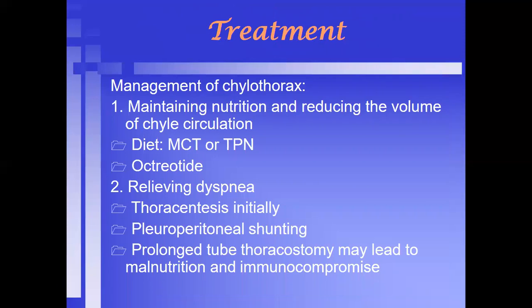Okay, so for chylothorax, since this is a disruption in the thoracic duct, the goals of management would be first to maintain adequate nutrition and reduce the volume of your chyle, thereby decreasing the volume of your pleural fluid. So we manage this by changing the diet of the patient. We give the patient smaller or medium chain triglycerides or give total parenteral nutrition. Or you can give the patient octreotide, which is a somatostatin analog.